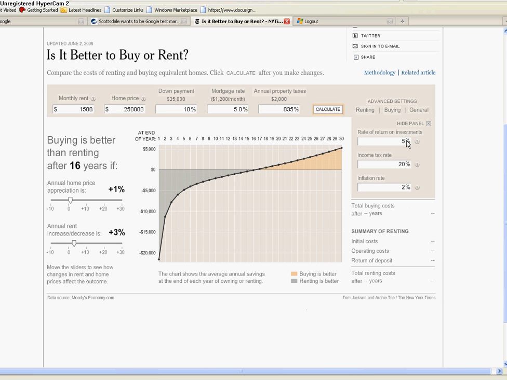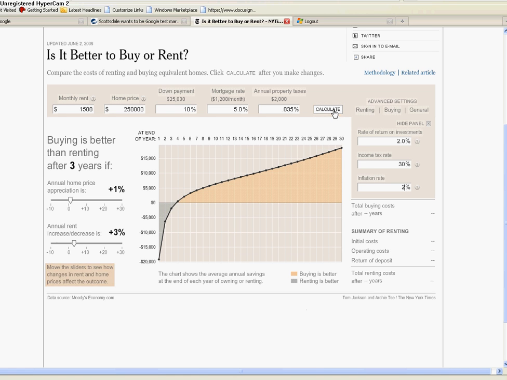Return on investments. The down payment, obviously you're taking out of a bank account and you might be able to get a good return on it, although not so much today. Today banks are paying 1 to 2%. We'll say 2%, 2.0 there. Income tax rate. This makes a difference on selling the house and other factors. My income tax rate is a little higher than that. I'll say 30% here. And inflation rate. You'll do some research on what you think the inflation rate is going to be, and this will affect our calculations. And we hit calculate.